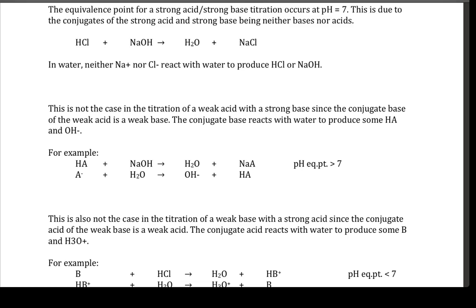But A minus is indeed only a weak base, but it's a stronger weak base than water is. So what it does is it pulls an H plus from water, not to much extent, but to a small extent, enough that we would measure the pH to be a little bit greater than 7. So that's what happens when we take a weak acid with a strong base.